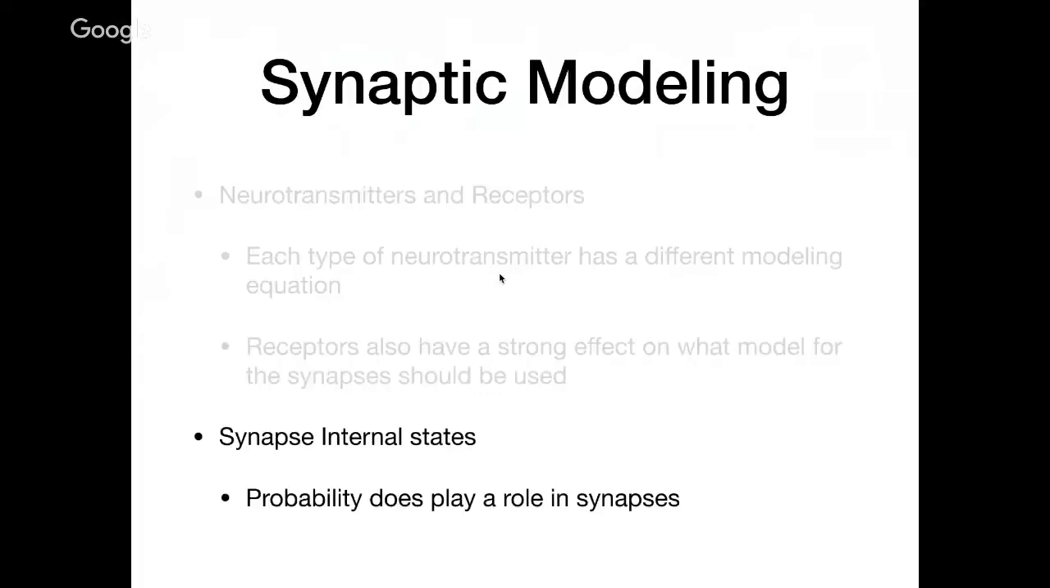In addition to that, synapses also have some type of internal state. You also have to think about the aspect that probability does play a role in synapses, because communication between neurons with synapses involves chemistry, and obviously there are some elements of probability involved when you have exchanging between different chemical compounds. So there's also probability that we have to think about.